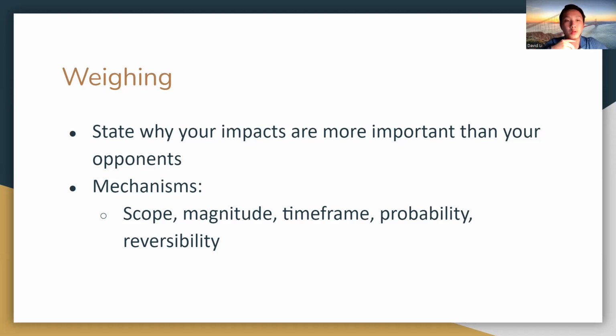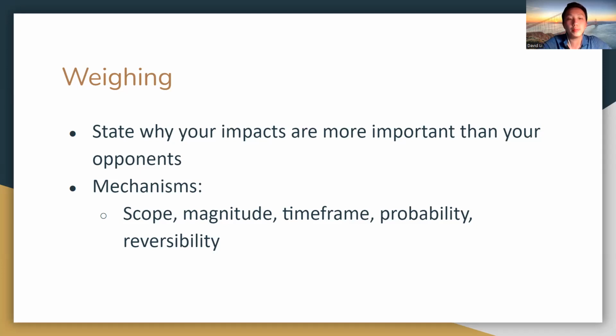So now we'll go over a couple of brief weighing mechanisms on how you can actually differentiate which impact is more important than their impact. So overall, we covered this earlier, but scope is going to be essentially the range that your impact affects. So for example, if my opponent's impact only affects a certain state, but my impact affects the whole nation of the United States, my impact outweighs on scope. I'm affecting a wider range of people, so that's going to be a more significant impact.